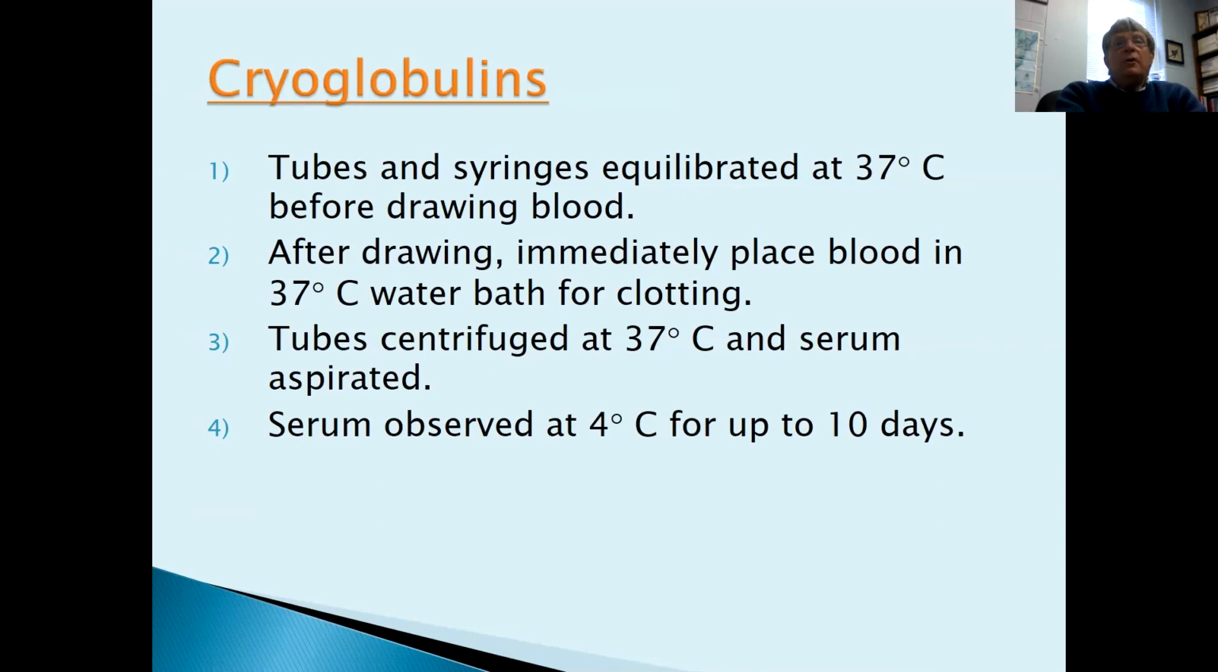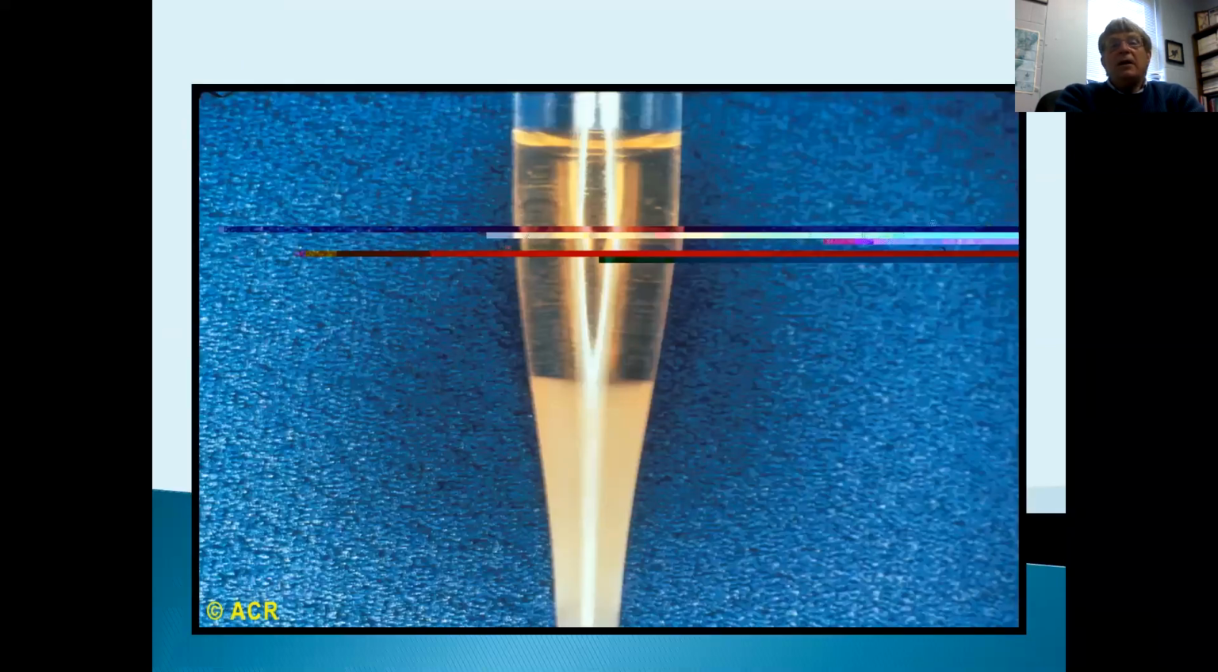One thing too is if there is any evidence of peripheral vasculitis, skin changes on the hands or feet, cryoglobulin should be measured, but you have to be very careful to measure these because you can get a lot of false negative results. The tubes and the syringes should be equilibrated at body temperature, 37 degrees, before drawing blood. After drawing, immediately place the blood in the 37-degree water bath for clotting. The tubes are then centrifuged at 37 and the serum aspirated, and you observe it at 4 degrees for up to 10 days. You may see a white flocculation.